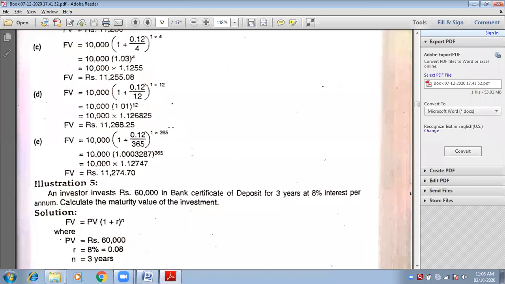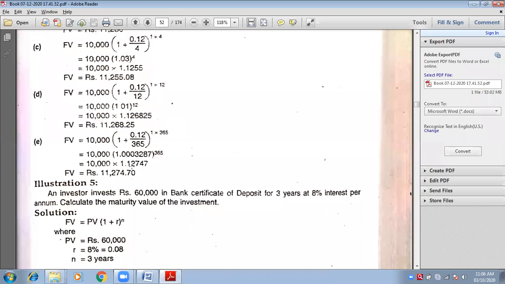Daily means 1 day. How many days are there in a year? 365. So 1 into 365, divided by 365 here inside the bracket. The final figure will be given to you. You don't have to do it 365 times.